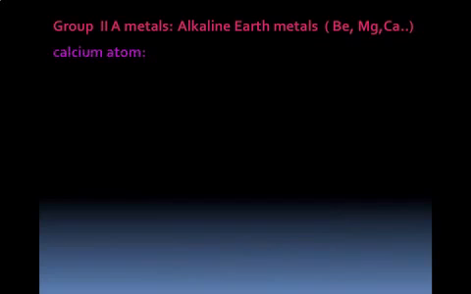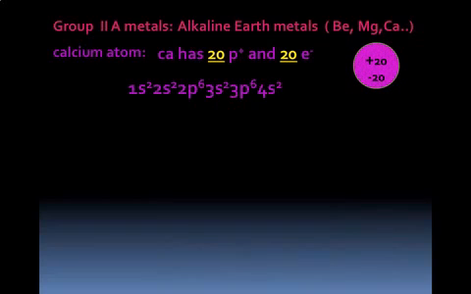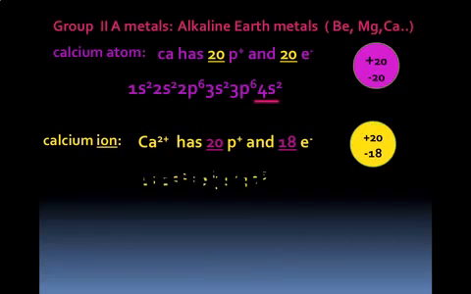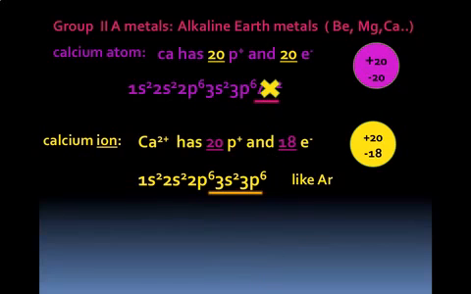We're going to look at calcium for an example, and remember atoms are neutral, so calcium has 20 protons and 20 electrons. It has a 1s2, 2s2, 2p6, 3s2, 3p6, 4s2 electron configuration. We don't like that 4s2 because we want to end in s2p6. So the ion is going to lose 2 electrons. It has to keep the 20 protons to remain calcium. Now it's got that 3s2, 3p6 configuration, which makes it like a noble gas, like argon.